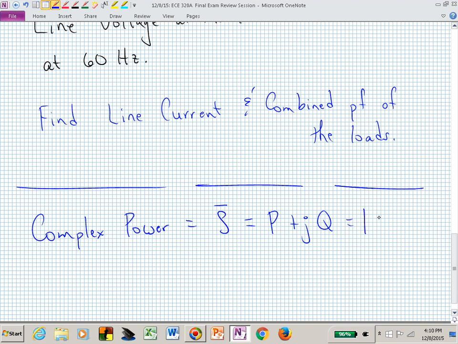And this could be written in terms of its magnitude and angle. And so this is now real power. This is reactive power. This, obviously, the S is the complex power, but this part here, just the magnitude, we give that another name. Do you remember what we call that? Apparent power.